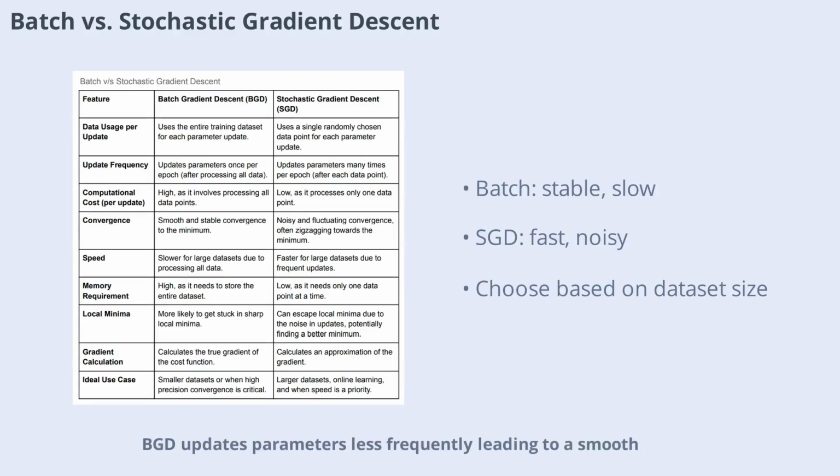BGD updates parameters less frequently, leading to a smooth, stable convergence path. SGD updates parameters very frequently, causing a noisy and zigzagging convergence. Noise in SGD can help it escape local minima and find a better solution. BGD is best for smaller datasets where high precision is required. SGD is preferred for large datasets and online learning where speed is key.